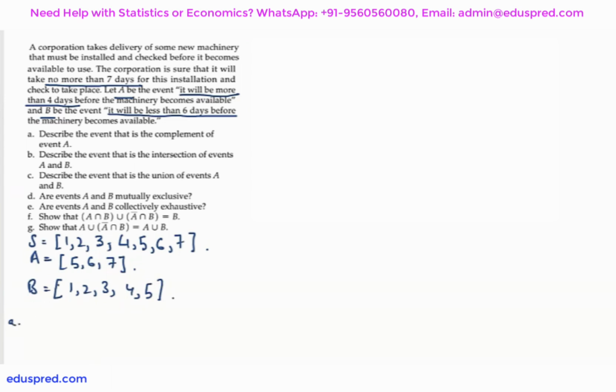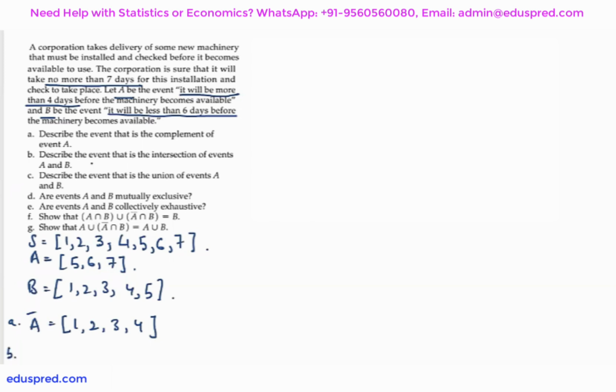Now part A says to describe the event that is the complement of event A. So the complement of event A is going to consist of all the outcomes that are a part of the sample space but that are not a part of event A. So all the outcomes that are a part of the sample space but are not a part of event A are 1, 2, 3, 4, correct? Because 5, 6, 7 is a part of A, so that will not come in A complement. A complement will only contain those outcomes of the sample space that are not a part of A.